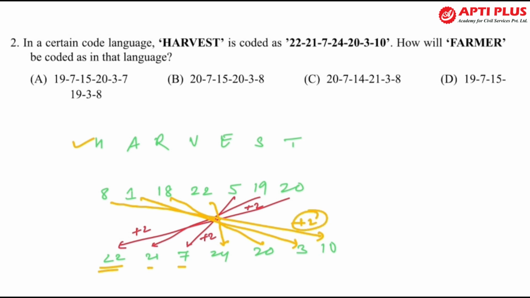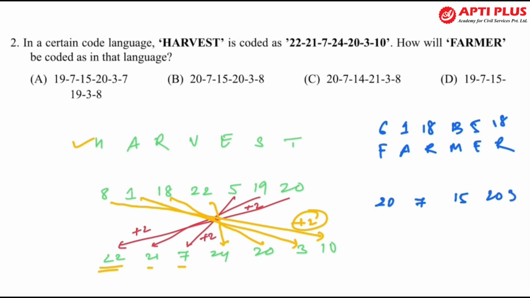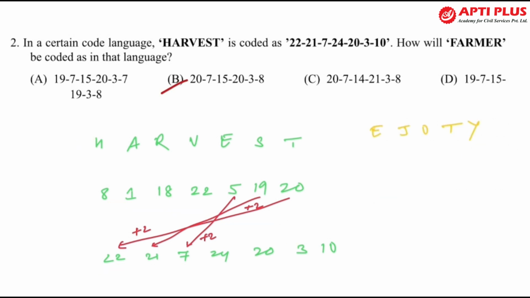Similarly, if you write the alphabets of farmer, FARMER, R is 18, E is 5, M is 13, R is 18 again, A is 1, F is 6. Now you can write in the crossway manner. 18 becomes 20 here, 5 becomes 7 here, 13 becomes 15 here, and 18 again becomes 20 here, and 1 becomes 3, and 6 becomes 8. So the answer is B.